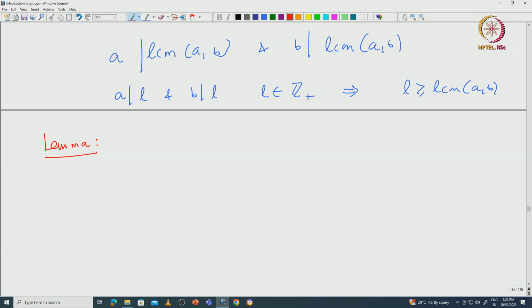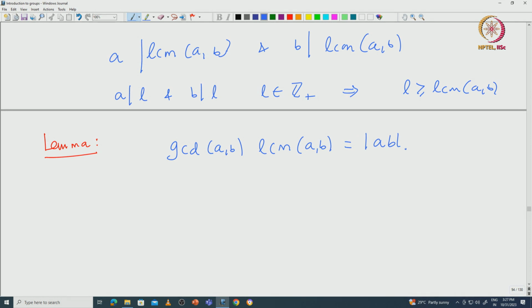What is this? The GCD of A, B. If A and B are two non-zero integers, then the GCD of A, B times the LCM of A, B must be exactly equal to the modulus of AB. Of course, you can assume from the beginning that A and B are positive integers, then it is just AB. This is again very easy to prove.